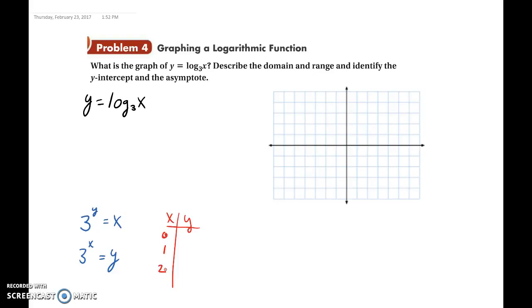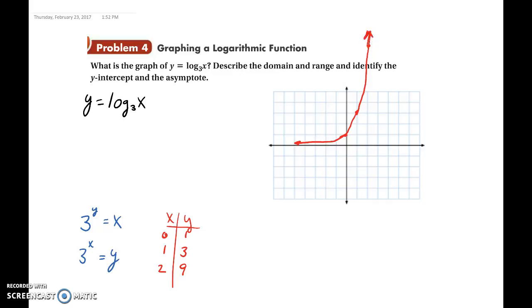So when x is 0, y is 1. When x is 1, y is 3. When x is 2, y is 9. So we'll plot the points (0, 1), (1, 3), and then the other one would be (2, 9), somewhere up here. And remember, this exponential function graph gets really, really close to the x-axis, but never actually touches it. So we know it looks like that.